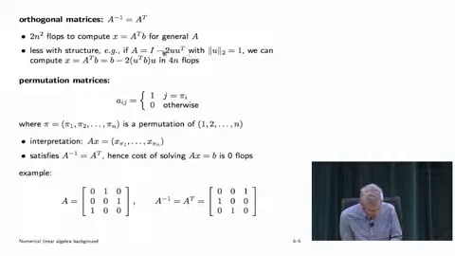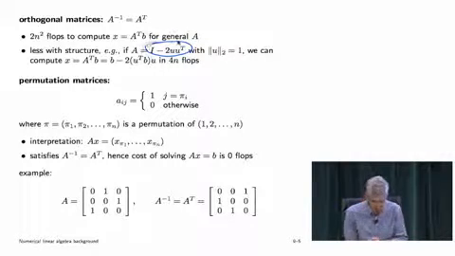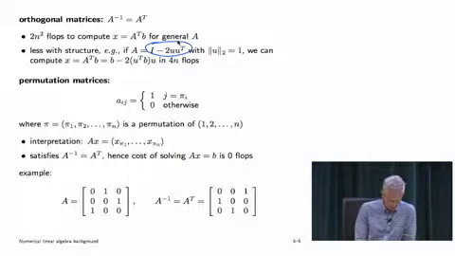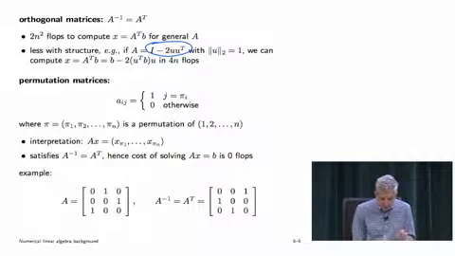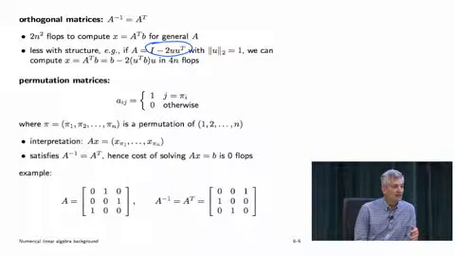Here's a very famous one. It looks like this. It's a reflection, right? That's an orthogonal matrix. And you can see it is an identity minus a rank 1 matrix, right? We're going to talk a lot about that later today. But there, that can be done in order n flops, right? So very fast, right?